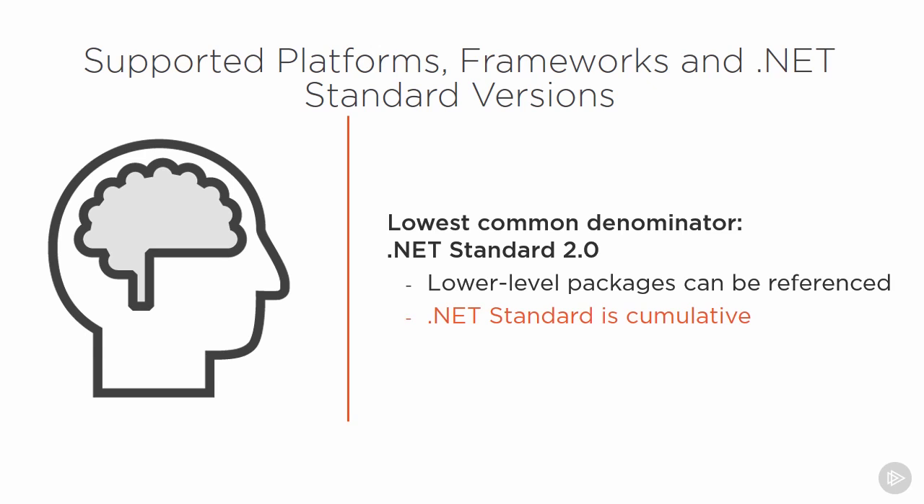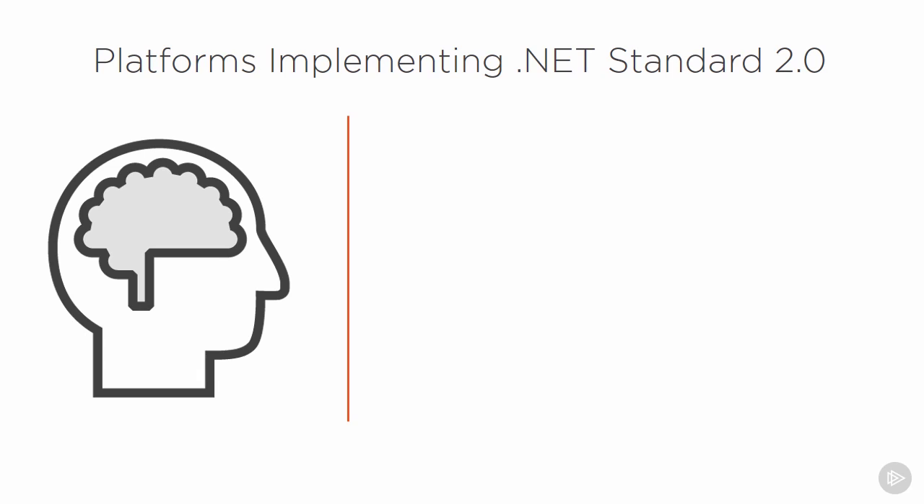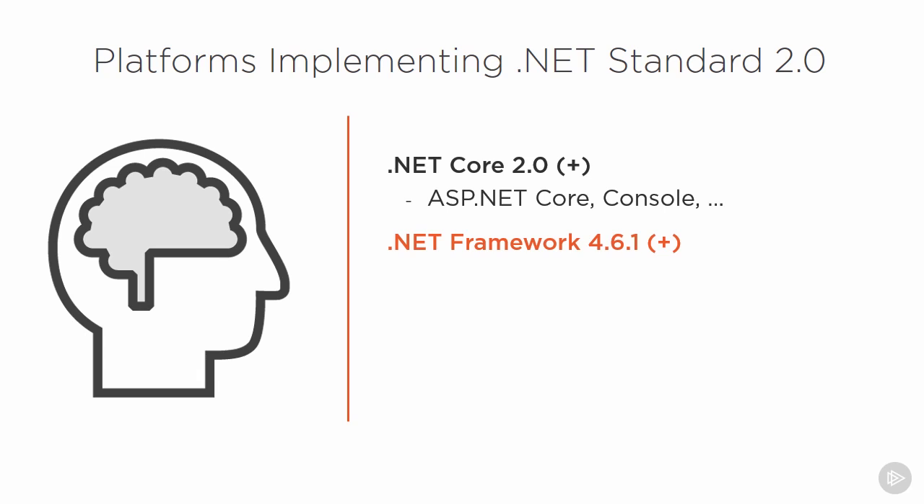At the moment of recording, the latest .NET Standard version is 2.0. But if a newer version is available when you're watching this course and your framework of choice supports that, you can also use that. Currently, the following platforms support .NET Standard 2.0. We've got .NET Core 2.0, which we can use for ASP.NET Core applications and console applications. But in the near future, when .NET Core 3.0 will be released, we will also be able to use it for building client apps.